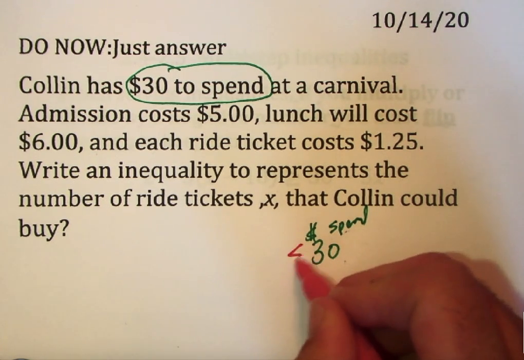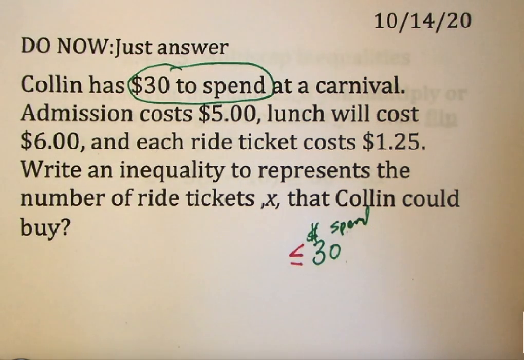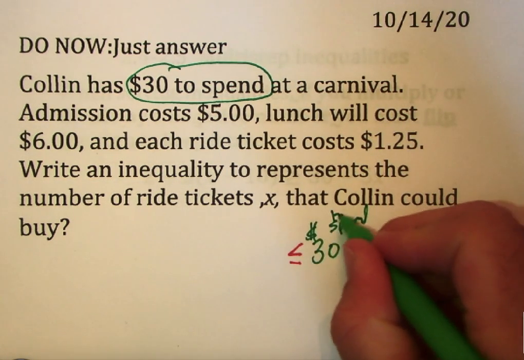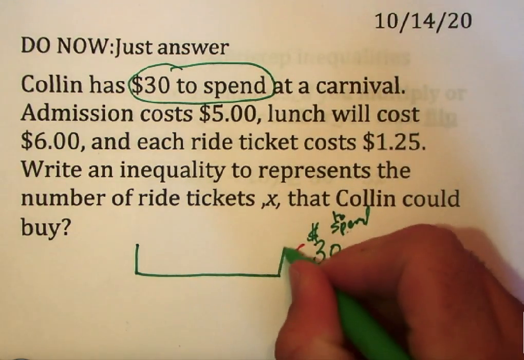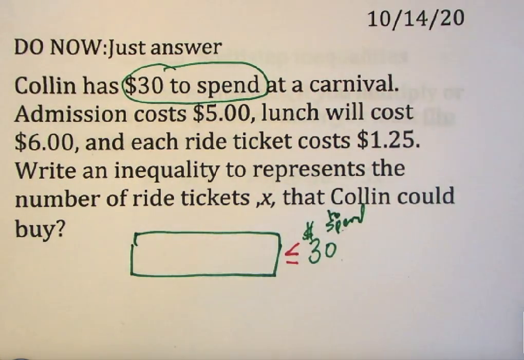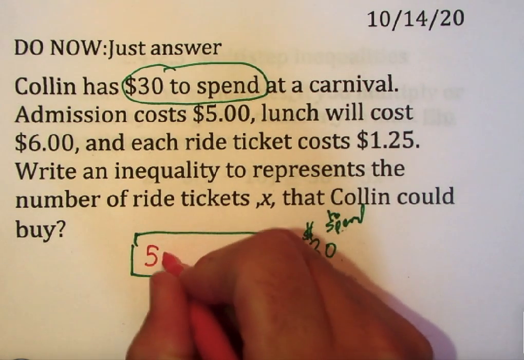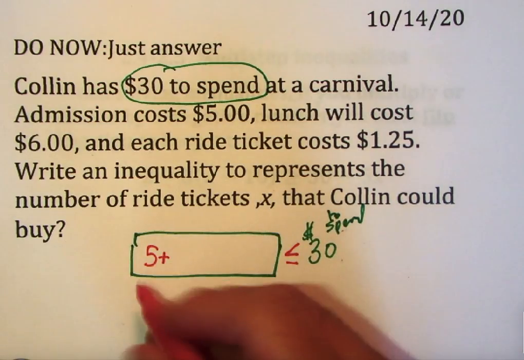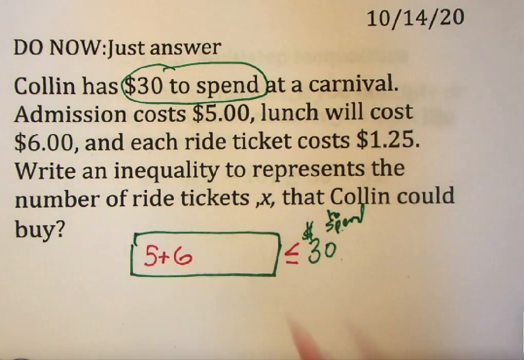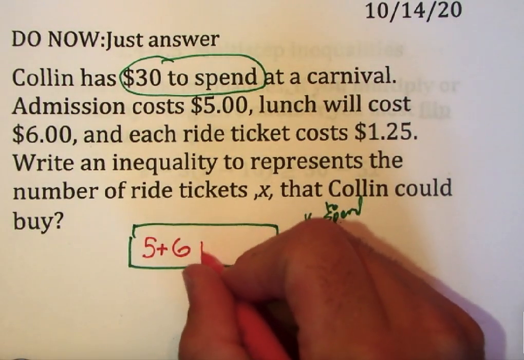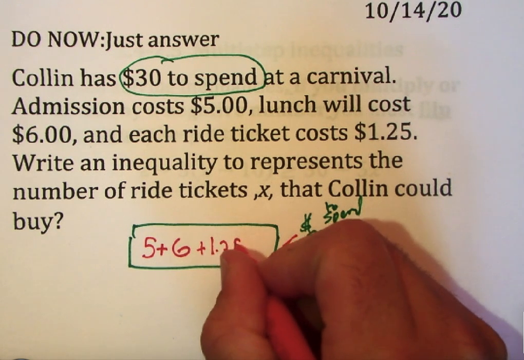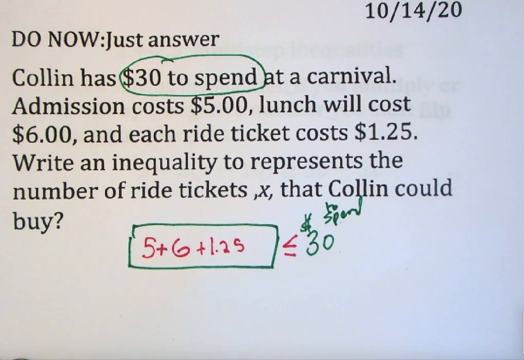Well, I hope you were thinking less than or equal to $30. If you're going to the carnival and you have $30, you can spend less than or equal to $30. Now, we're going to work on the other side. What adds up to get less than or equal to $30? Well, it costs $5 to get in, plus he plans on spending $6 for lunch, plus $1.25 for each ride ticket.